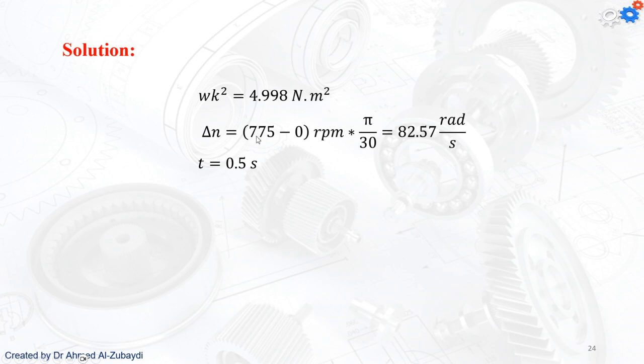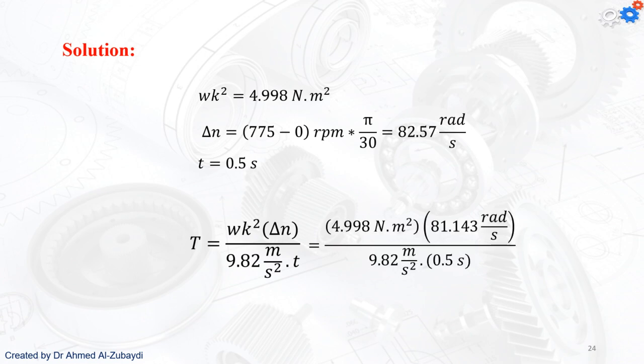Delta N was 775 revolutions per minute, minus 0, because we're not going to slow it down, we're going to stop it. Then we multiply by pi divided by 30 to make it radian per second. So we have 82.57 radian per second. The time is 0.5 second. Now we bring back the equation. WK square is known, delta N is known, the time is known, and we put the parameters in, and the torque will be equal to 81.143 Newton meter.